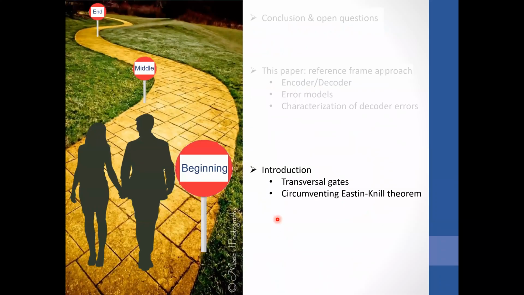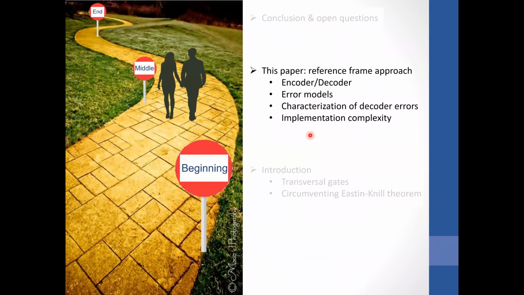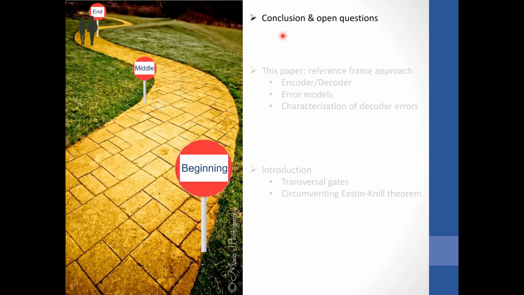Okay, so the outline is as follows. We'll start with an introduction, which introduces transversal gates and the Eastin-Knill theorem and how to circumvent the Eastin-Knill theorem. We will then talk about the results of this paper, where we will introduce our particular encoder and decoder, the error models, a characterization of the decoder errors, and the implementation complexity of our scheme for quantum error correction. We will finish with the usual conclusion and open questions.